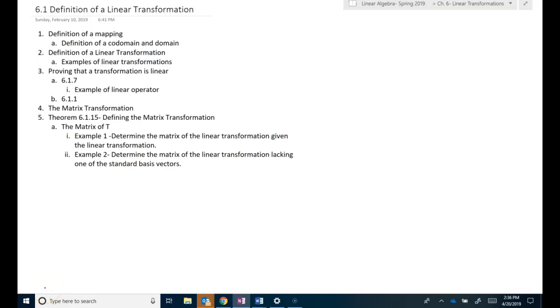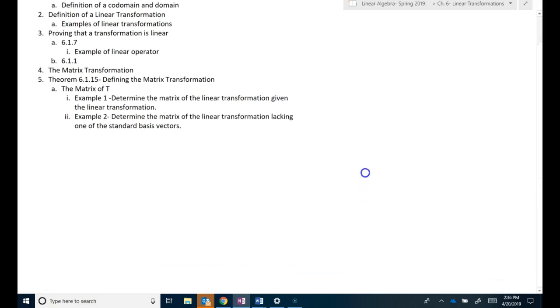So this is the first of my mini lectures on section 6.1 on definitions of linear transformation, helping you to understand linear transformations and what we do with them. What I'm going to start out with is this notion of a mapping, or the definition of a mapping.